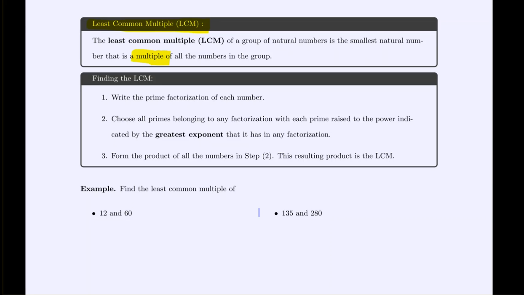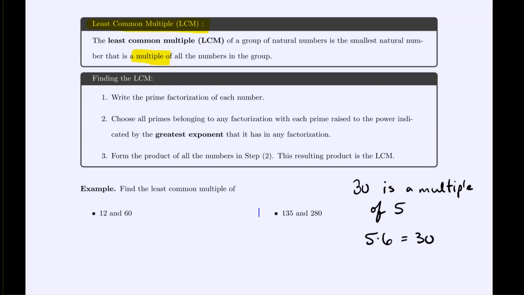Between greatest common factor and least common multiple of a set of numbers, you would think the word that has least would be the smallest, but that's actually not true, because the idea of multiple means something that's bigger than the number itself. For instance, we would say 30 is a multiple of 5, because 5 times 6 equals 30. So to be a multiple of a number means you're at least equal to the number, if not bigger.